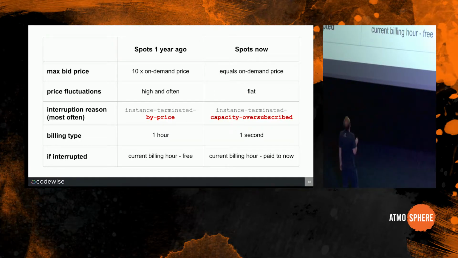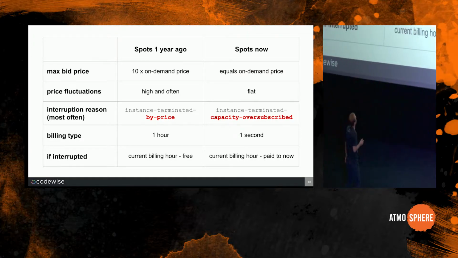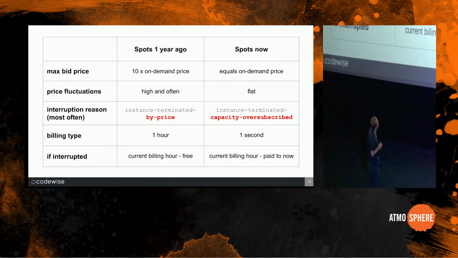One year ago, the max bid you could place was 10 times the on-demand price, and a lot of people did this. That's why we had a lot of spikes, and the spikes were really high. Right now, the maximum bid price you can set is the same as on-demand for this instance type. About prices, I already told you. One year ago, most of the interruptions had the status "instance terminated by price." Now it's basically "capacity oversubscribed."